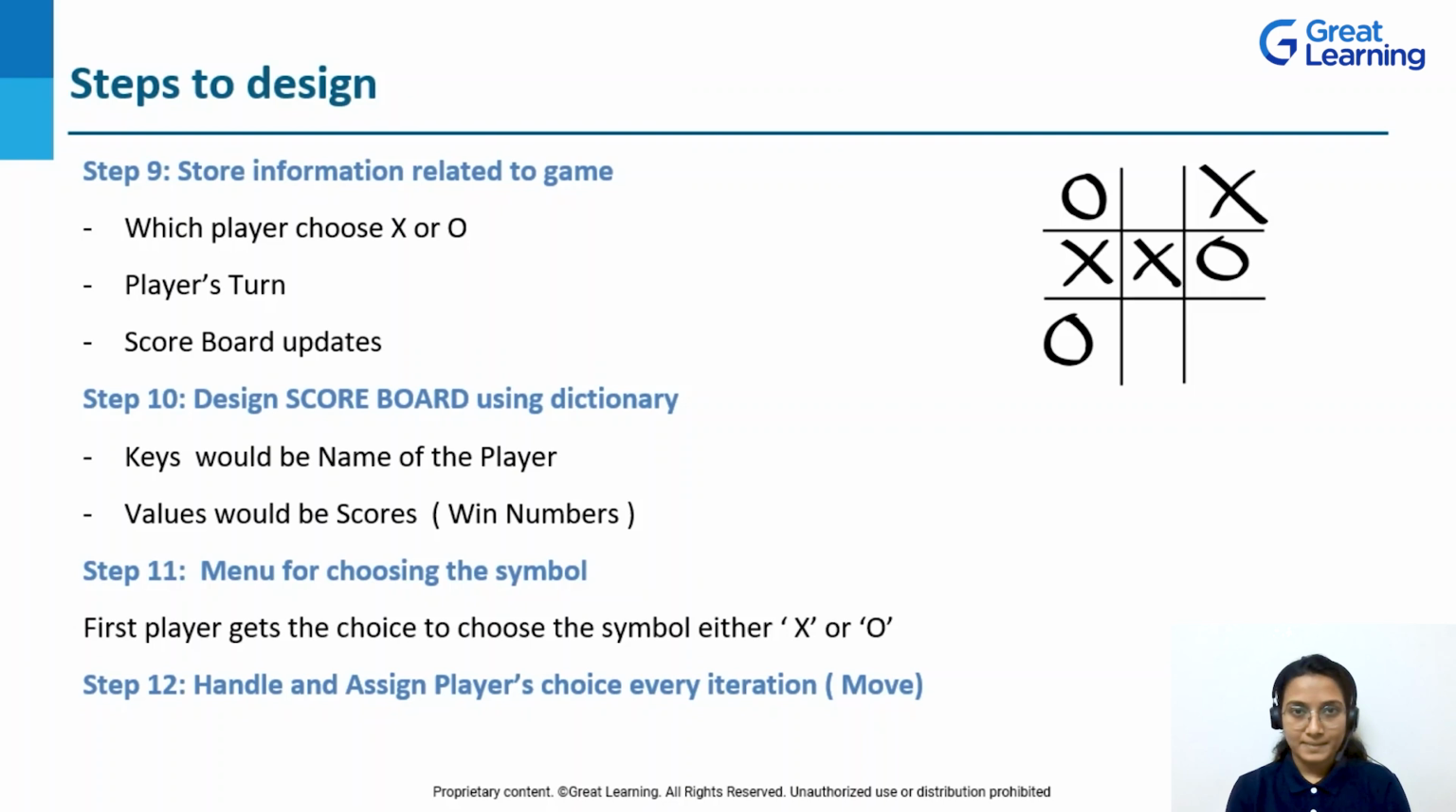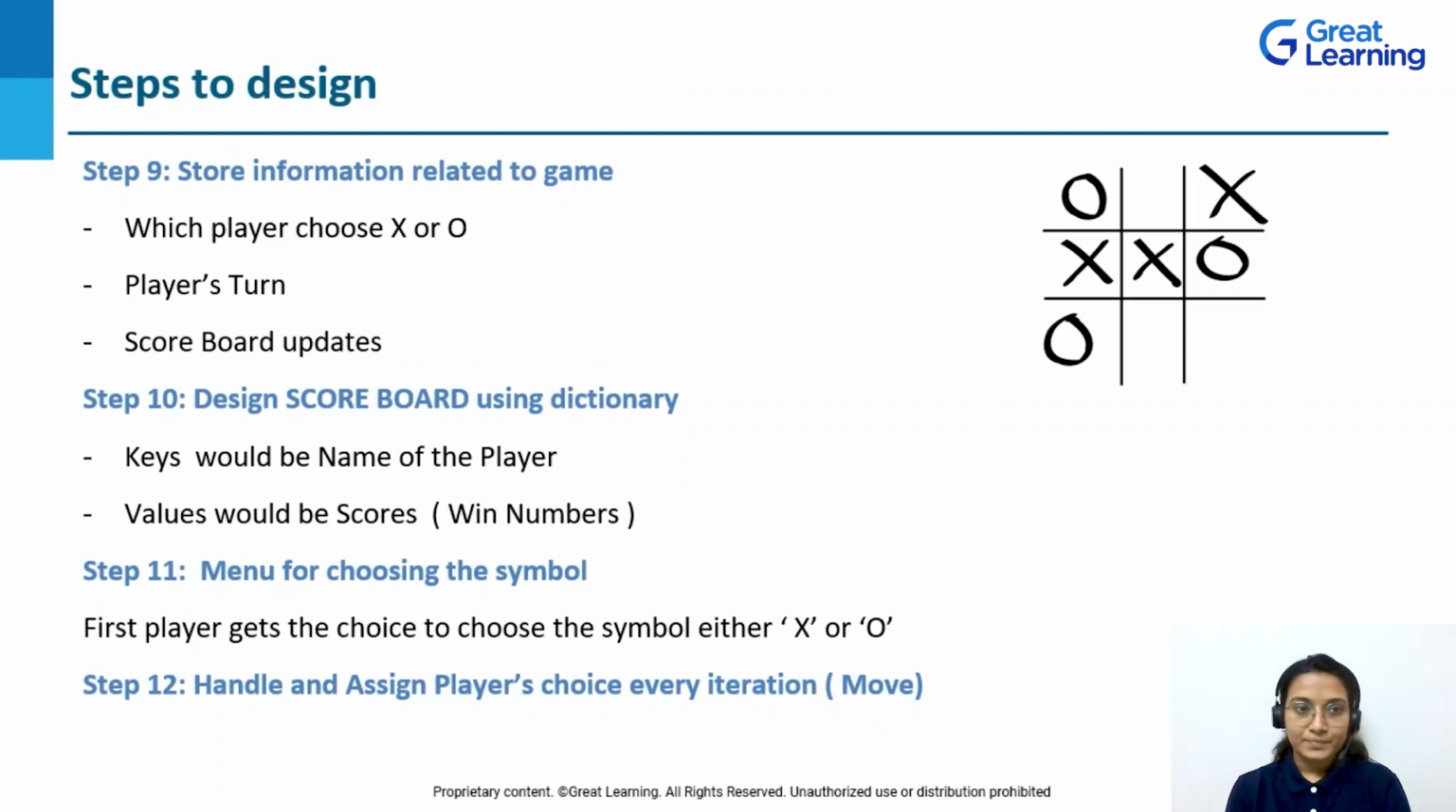And scoreboard updates. Every iteration, what are the different scores that particular person has scored. How the scoreboard will update is only when that person wins. That's about it. We are not going in depth of maintaining the scoreboard. We are just having the scoreboard, how many games player 1 won and how many games player 2 won.